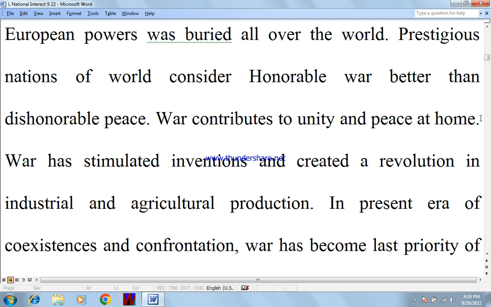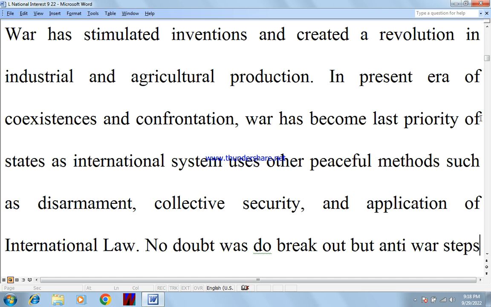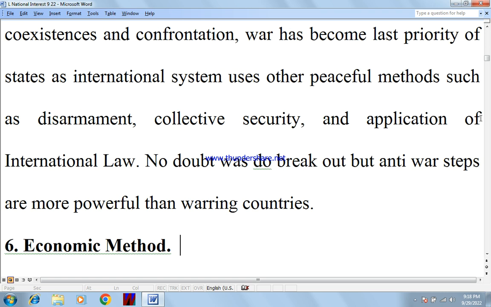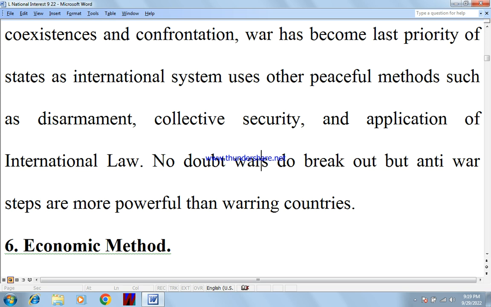In the present era of coexistence and confrontation, war has become the last priority of states, as the international system uses other peaceful methods such as disarmament, collective security and application of international law. No doubt, wars do break out, but anti-war steps are more powerful than warring countries or war itself.